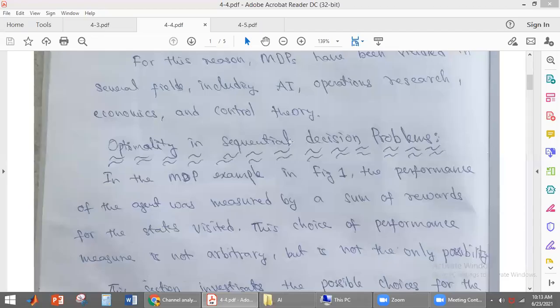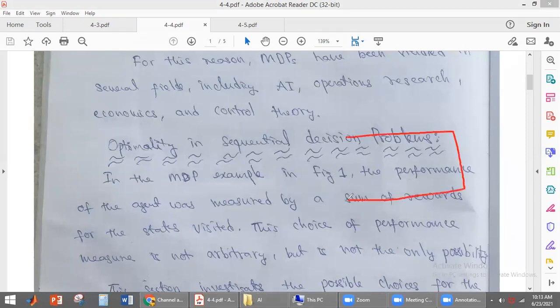So, optimality in sequential decision problems. Here we have discussed that in the 4x3 environment, how do we measure the performance? The performance of the agent will be measured by just adding the rewards for each and every state the agent is visiting. The agent has to start from the starting state, and it terminates at the terminal states, and we have discussed that there are two terminal states, with +1 and -1.